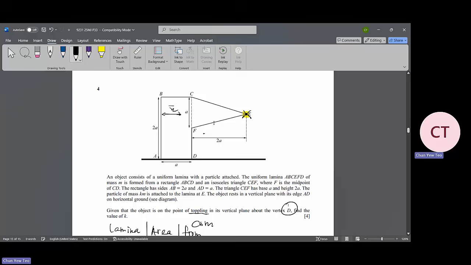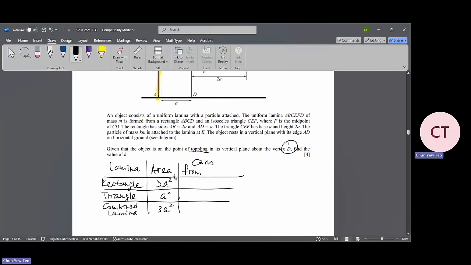Over here, I want to measure the center of mass from AB. If you measure from AB, the rectangle is half of A. For the isosceles triangle, it will be A plus 1/3 of 2A. So this will be 5/3 A. And this will give you the bar X.